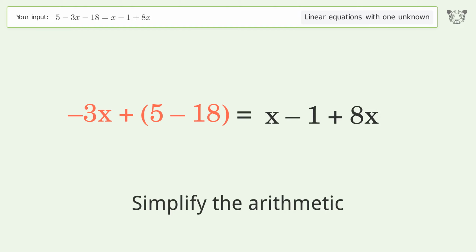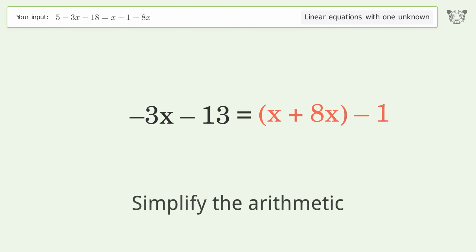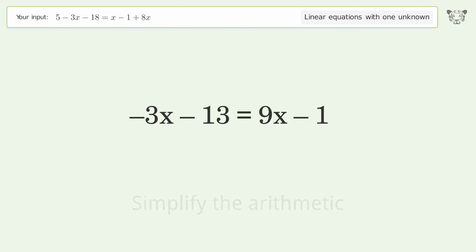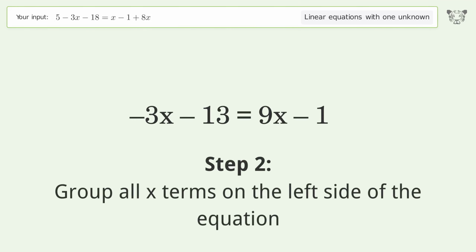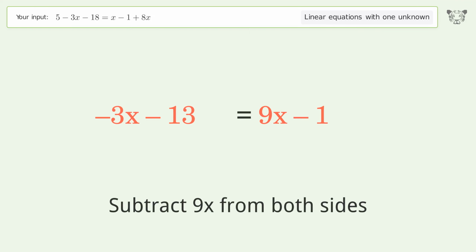Simplify the arithmetic. Group like terms. Simplify the arithmetic. Group all x terms on the left side of the equation. Subtract 9x from both sides.